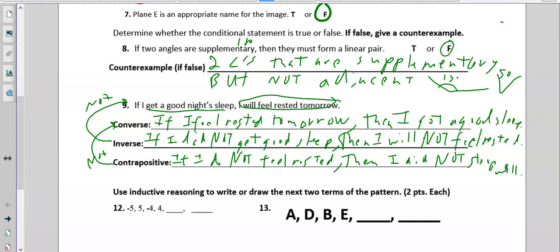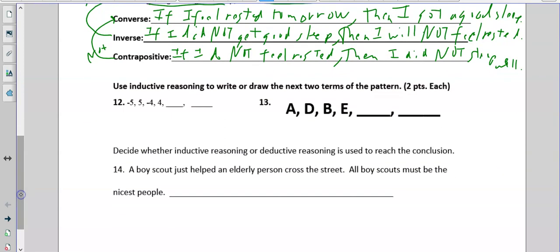Okay? So conditional is just your if-then. Converse, switch them. Inverse, negate the original one. Contrapositive, negate the switcheroo. All right, we're going to use reasoning to find the next ones.